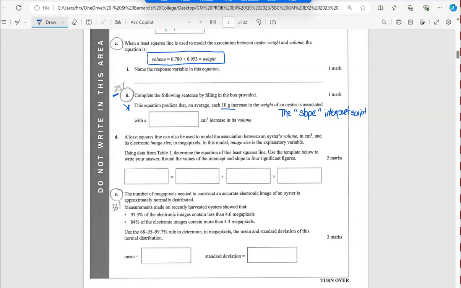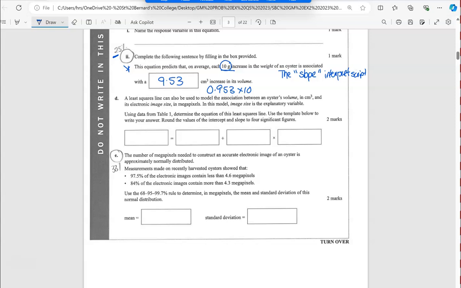So when we say the volume goes up 0.953 for each 1 gram of weight, well, they've said 10 grams. So we have to actually times that by 10. They're just being nasty to try and catch kids out. So you just times it. So just be really careful. They'll probably repeat that because that would have been really poorly done.